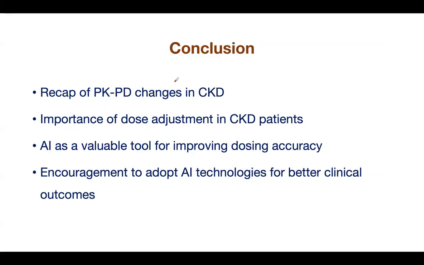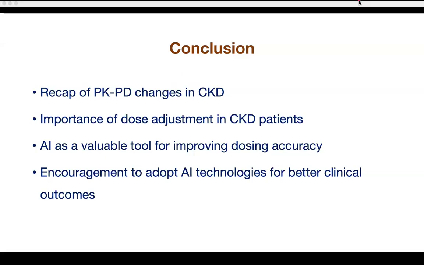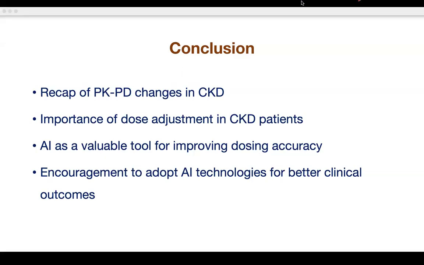So we should have a proper recap of the basic concepts of pharmacokinetics and pharmacodynamics, and that there are changes in chronic kidney disease. We need to understand the importance of dose adjustment in CKD patients, and artificial intelligence needs to be considered as a valuable tool for improving dosing accuracy, modifying the patient outcome by having a more precision type of therapeutic application. We need to encourage adopting artificial intelligence technologies for better clinical outcomes.